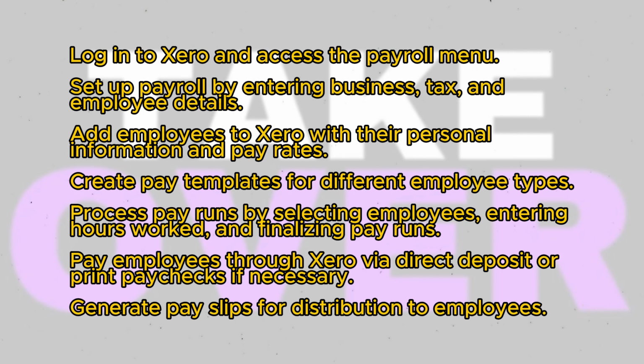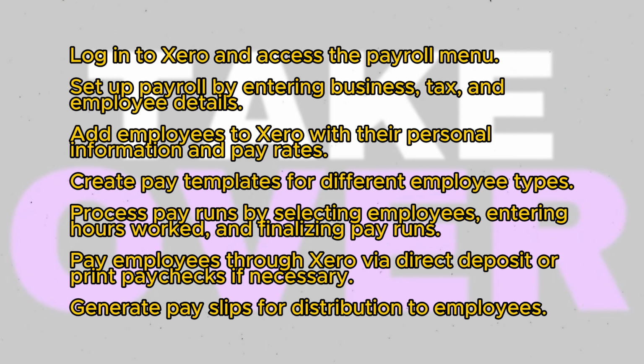deductions, and superannuation contributions. To process pay runs, go to the Payroll menu and select Pay Runs. Click on Create to start a new pay run, select the employees you want to pay, and enter their hours worked, leave taken, and any other relevant information.